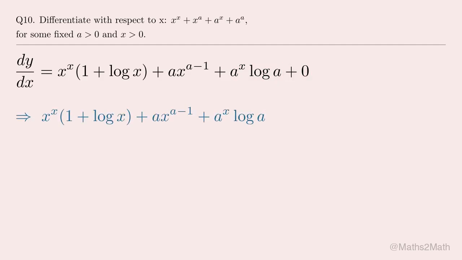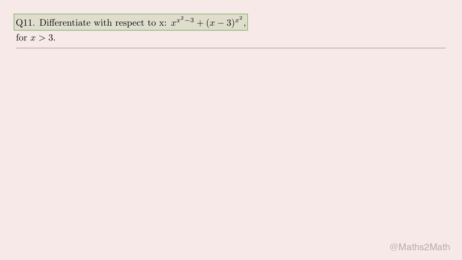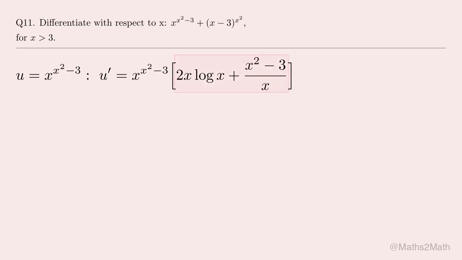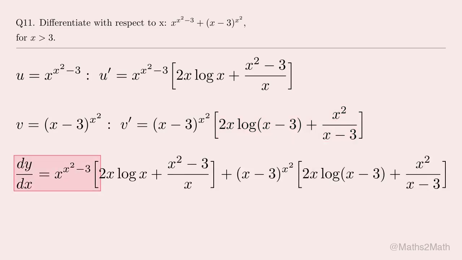Question 11. Two variable-to-variable powers that swap the roles of base and exponent. Logs on each term separately. First term, log u is x squared minus 3 times log x. The product rule gives 2x log x plus the fraction. Second term, log v is x squared log of x minus 3. Add the two results.